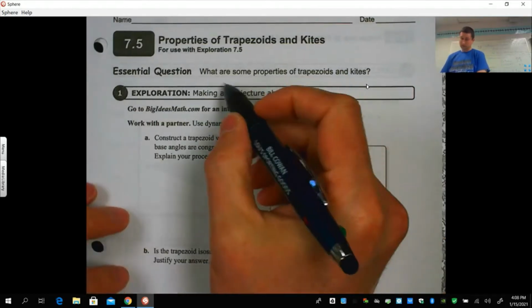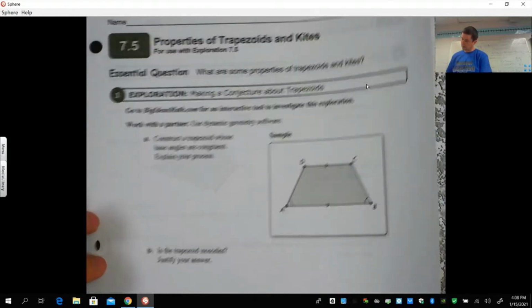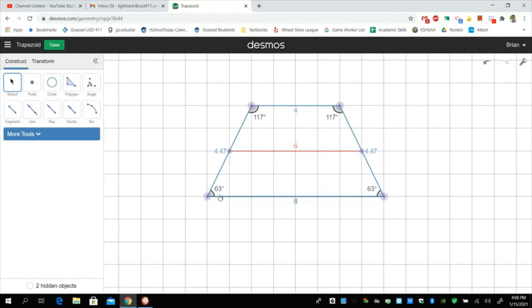So what are some of the special properties of trapezoids and kites? We'll look at what we call mid-segments and diagonals and some of the interior angles. And again, as with all quadrilaterals, the interior angles of trapezoids and kites will add up to 360. Okay, so a trapezoid.